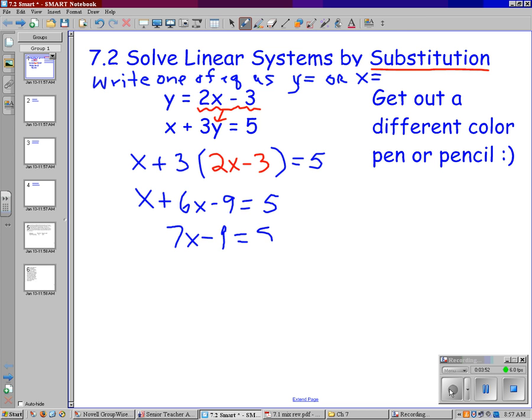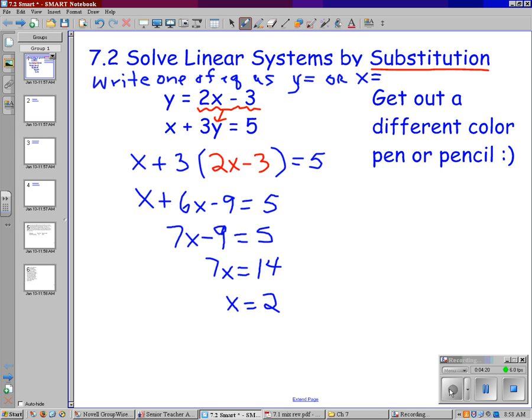All righty. Now we have a two-step equation. Hayden, what's the first thing we're going to do? And then what do we get? 7x equals 14. All right. And last but not least, Spencer, what are we going to do? Divide by 7, so x equals 2. We have just found one of our two answers.